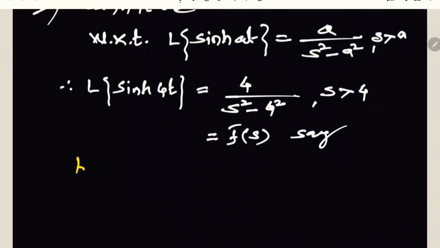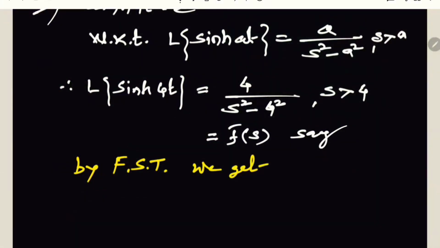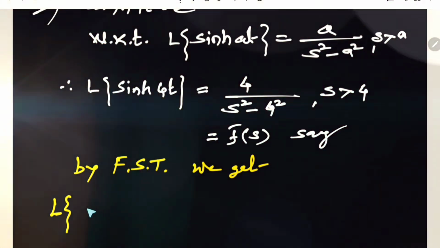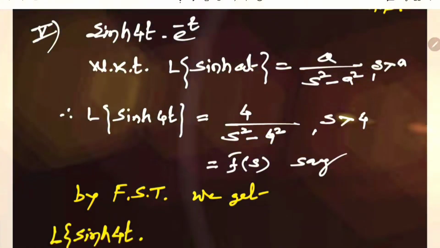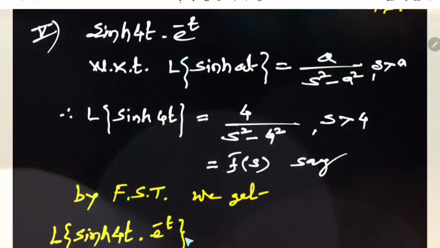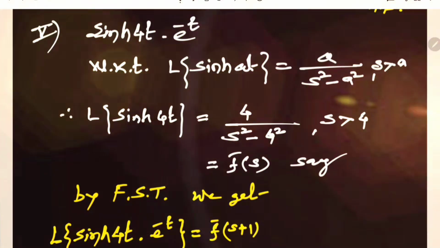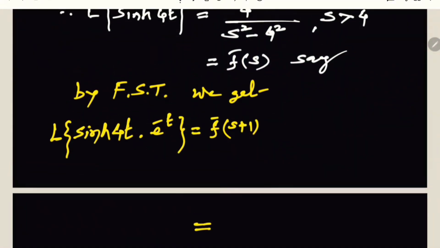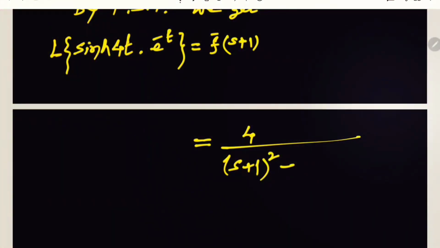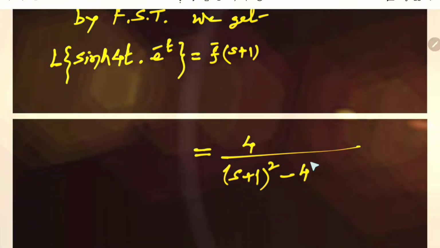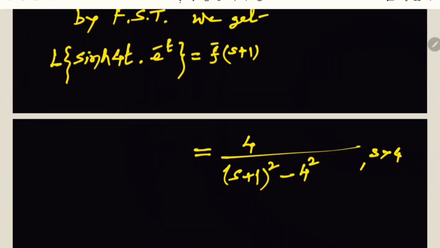Then by first shifting theorem we get Laplace transform of sin h 4t multiplied by e raised to minus t as f bar of s replaced by s plus a, here 1, coefficient of t is 1, and therefore in the above result we replace s by s plus 1, we get 4 upon s plus 1 whole square minus 4 square as a required answer for the condition s greater than a, here 4.